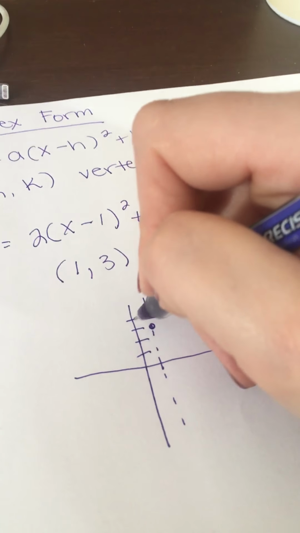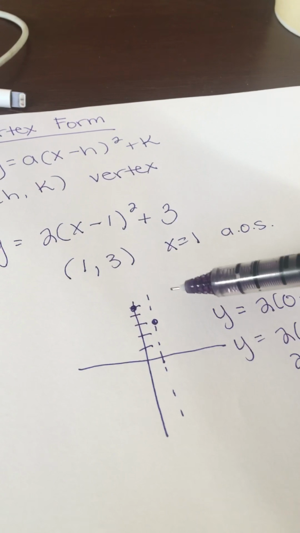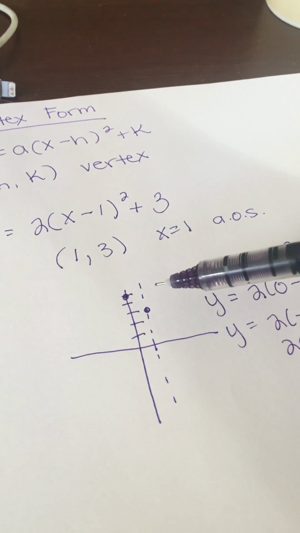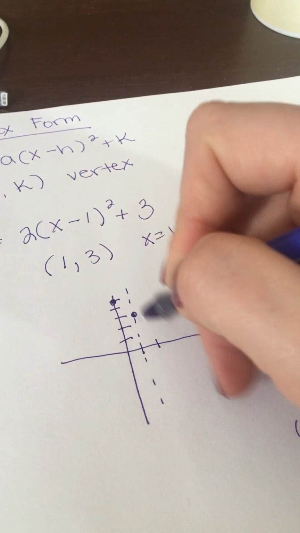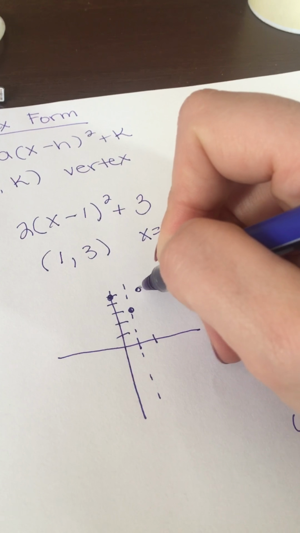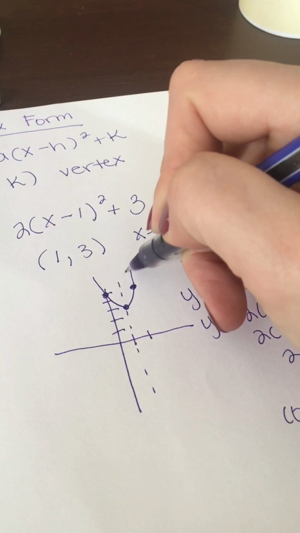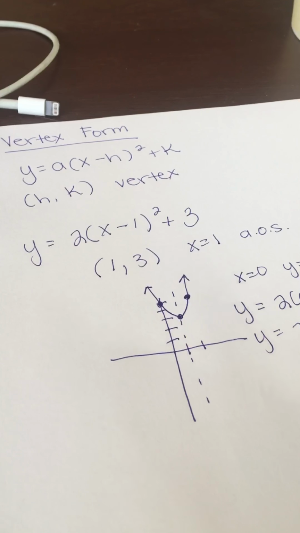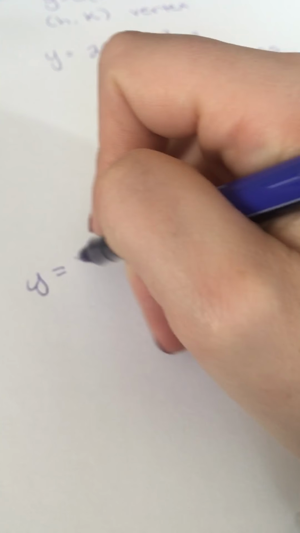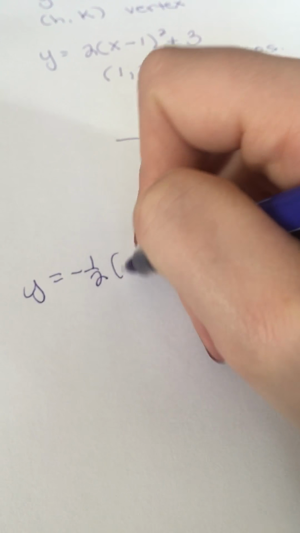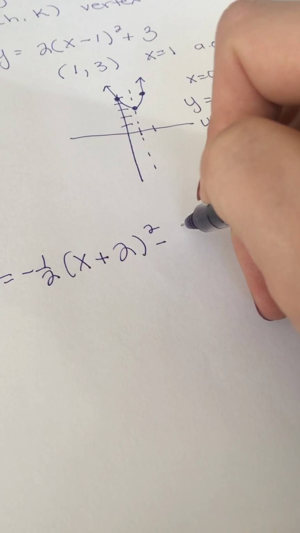So I come up here and graph that point, (0, 5). And remember that the whole point of the axis of symmetry is that that's the line of reflection. So I'm symmetric. If I go over one spot here and reflect, there is your third point. Okay?